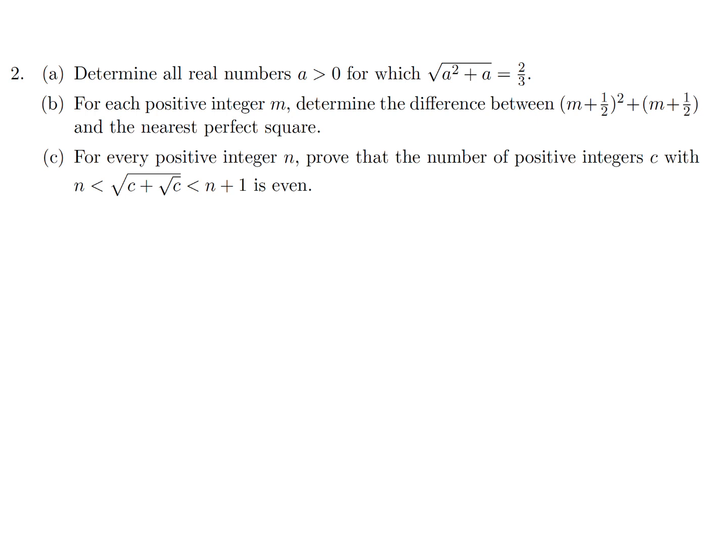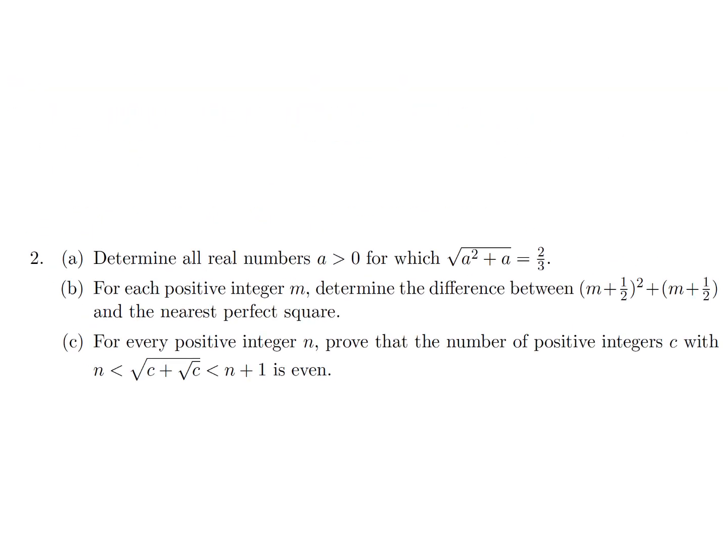Determine all real numbers a greater than 0 for which the square root of a squared plus a is 2/3. Let's square both sides, and when we do, we get 4 over 9. And then bring it all to one side. A squared plus a minus 4 over 9 is equal to 0. And then I can factor this. I don't need to do a quadratic.